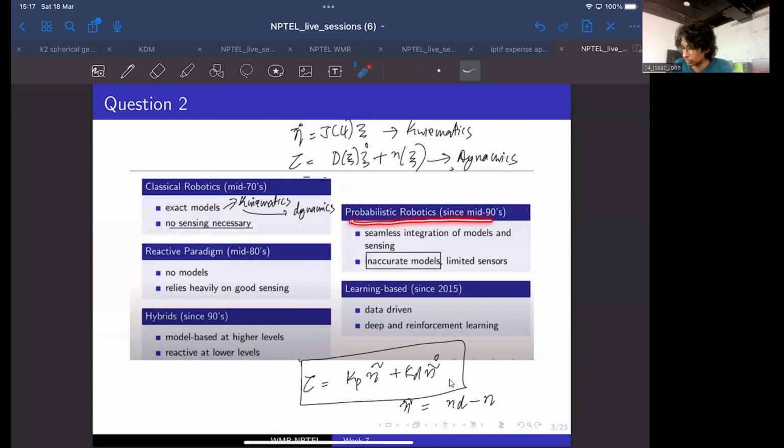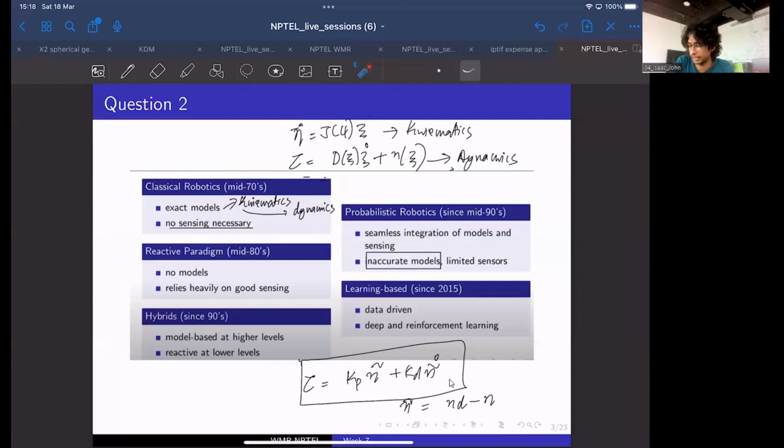And in probabilistic robotics, again, it talks about the seamless integration of models and sensing. Not everything can be modeled, so some things should be incorporated into the model using sensors. And we should also be aware of the inaccuracies in our models. All of these can be modeled using probabilities, like the errors in sensors, which are basically in the form of a Gaussian distribution. So all these things will be taken care of in probabilistic robotics.